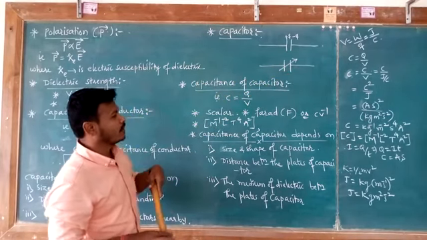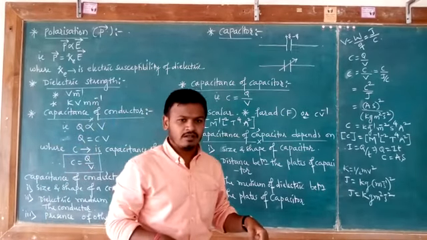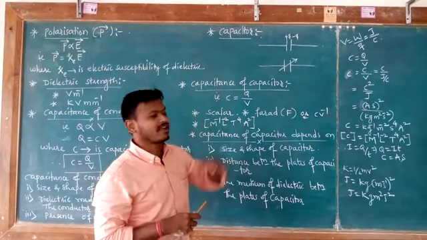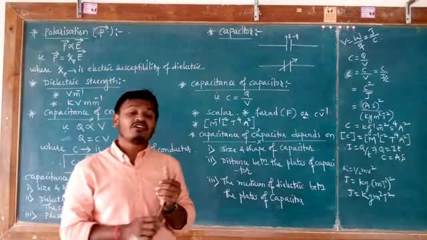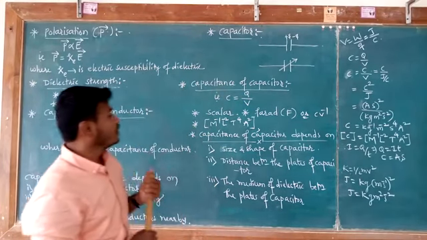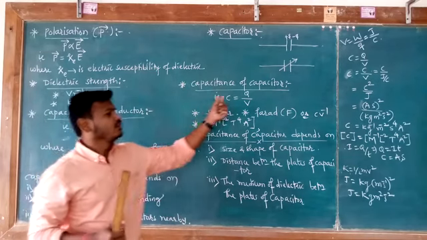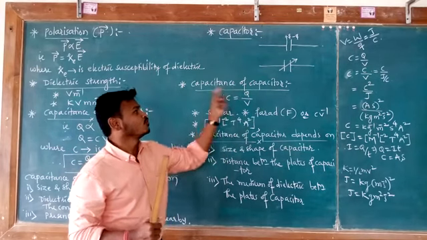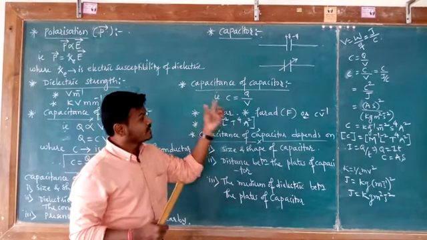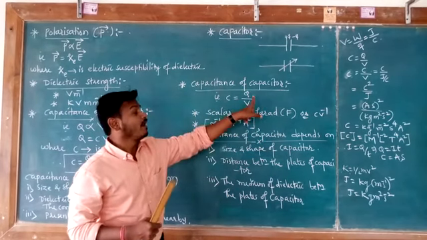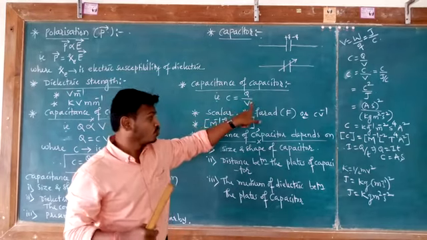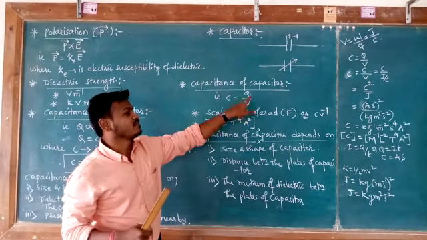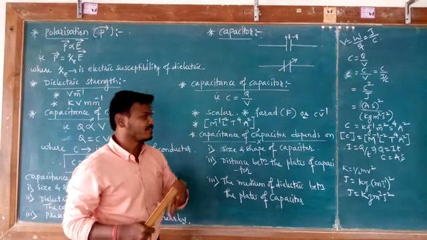The next parameter is the capacitance of a capacitor. The measure of the ability of a capacitor to store electric energy or electric charge is known as the capacitance of the capacitor. In other words, it is the ratio of the charge of the capacitor to the potential difference between its plates. Capacitance of a capacitor is defined as the ratio of the amount of charge on one of the conductors to the potential difference between the conductors of the capacitor.